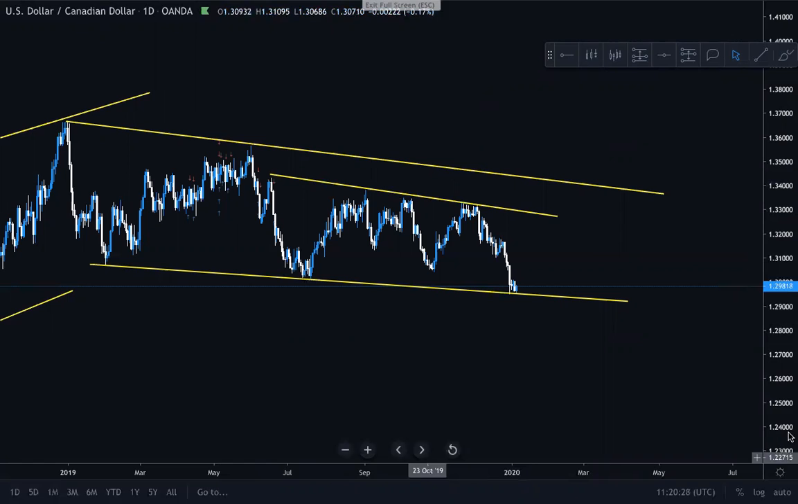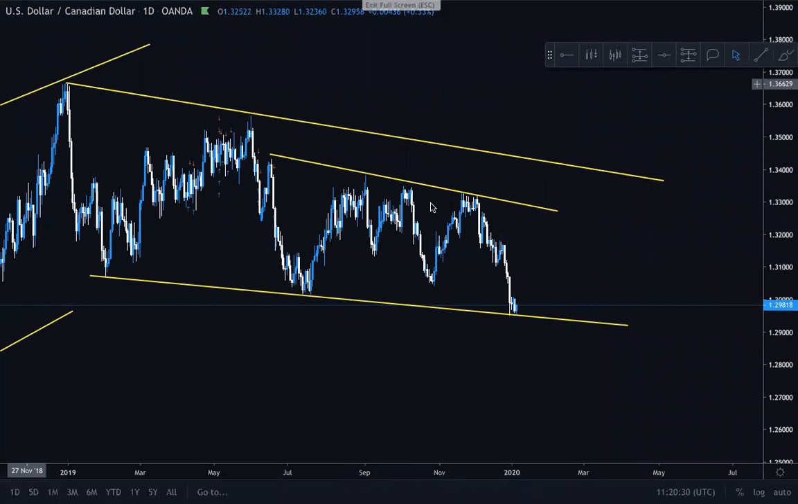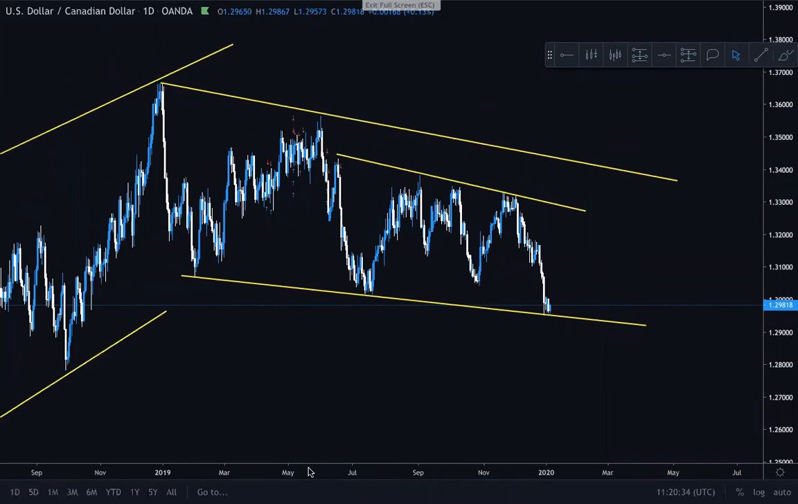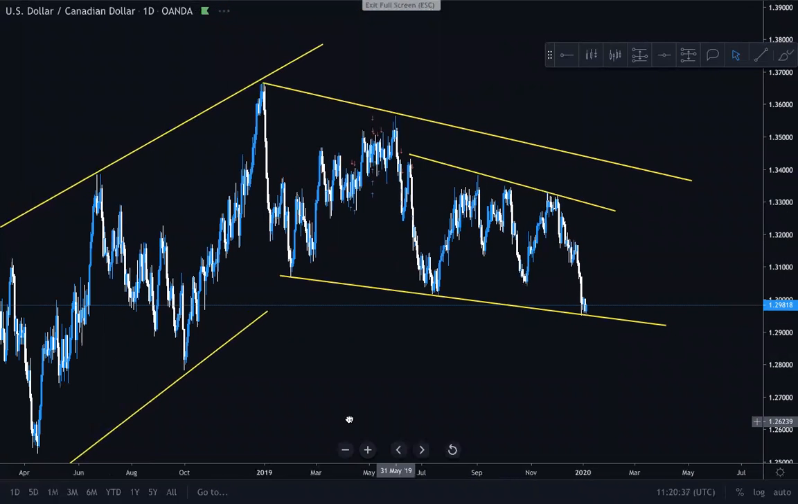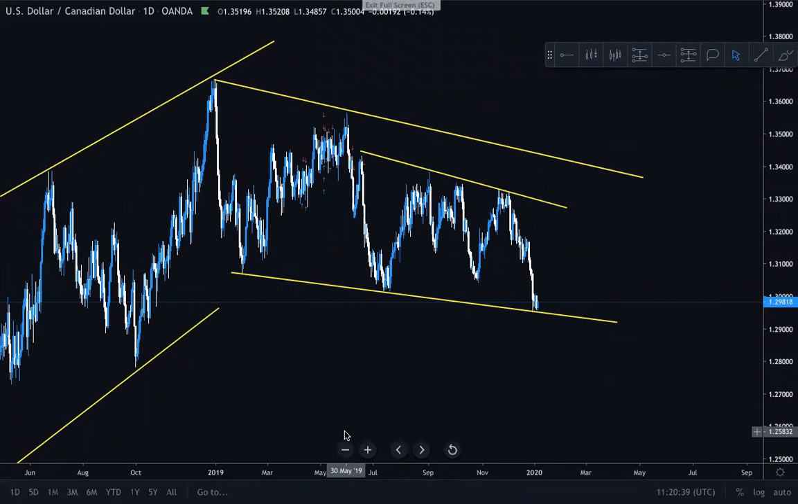But ultimately we are moving out. We are inside this descending pattern within this descending pattern, although we did come from a larger ascending correction. So that leaves a few opportunities on the cards, just because price could push higher. That's definitely a possibility as well.